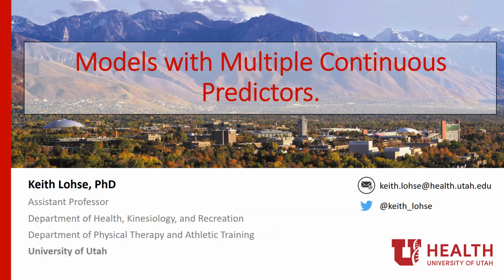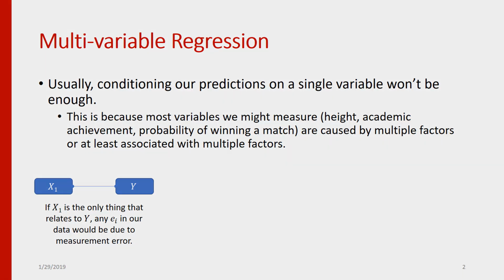Today we're going to be talking about Chapter 6 from the textbook, when we're dealing with models with multiple continuous predictors. In general, what we're talking about in this chapter is shifting from simple regression, where we're predicting one outcome variable as a function of a single predictor variable, to predicting one outcome variable as a function of multiple predictors, or what is referred to as multivariable regression.